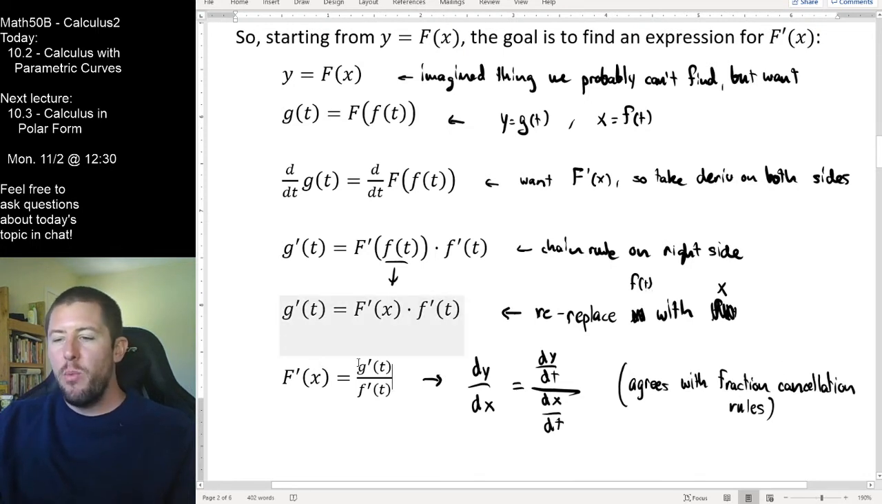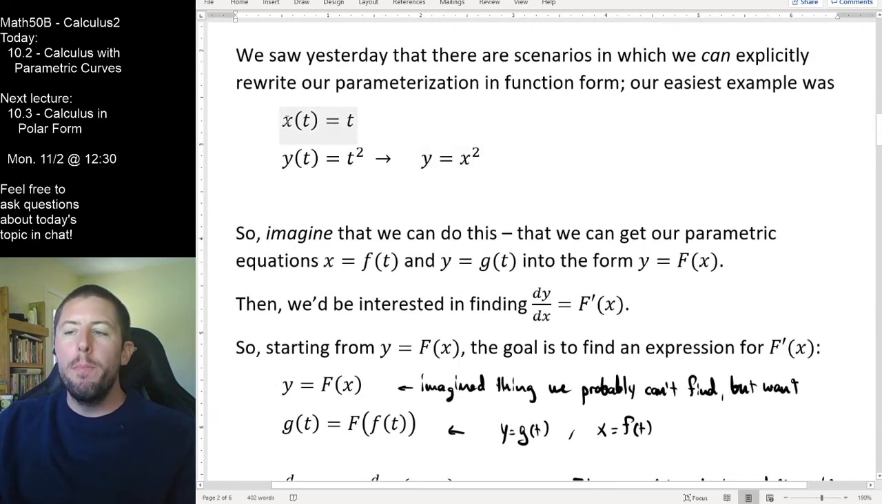So the point is here, we now have a way to say, listen, what I would hope to be able to do, if I wanted to find dy dx from a parametric set of equations, is to combine the equations into a function form, then take its derivative like I'm used to. But the point is, we probably can't do that. We probably can't get this guy.